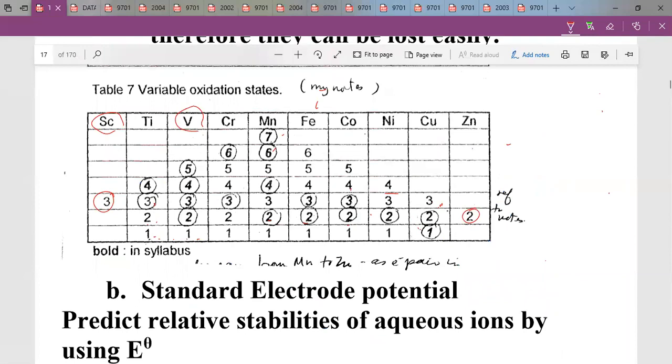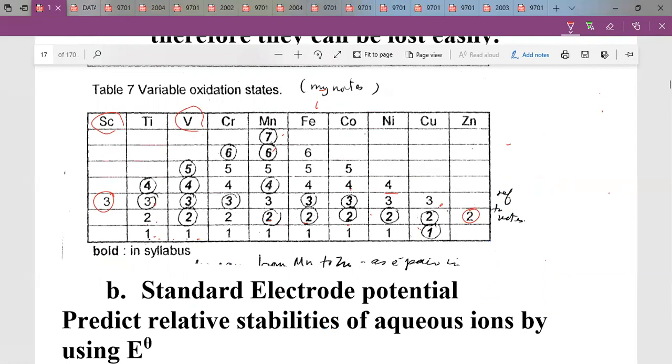So it's variable oxidation states. Why? Because they come from the 4s2 and 3d. Why? Because the 4s and 3d electrons can be ionized, can be lost easily, because there's a very small difference in energy level between them.